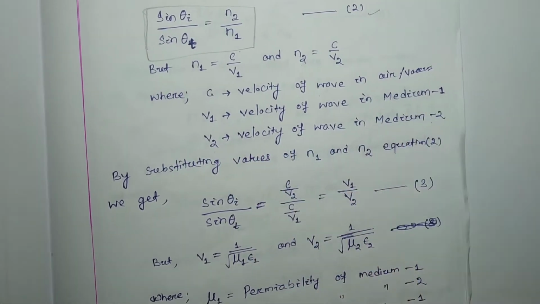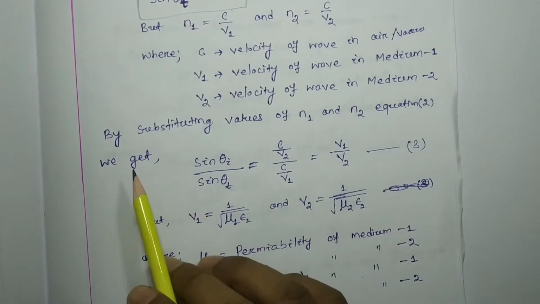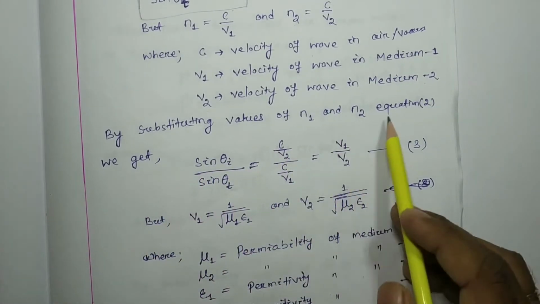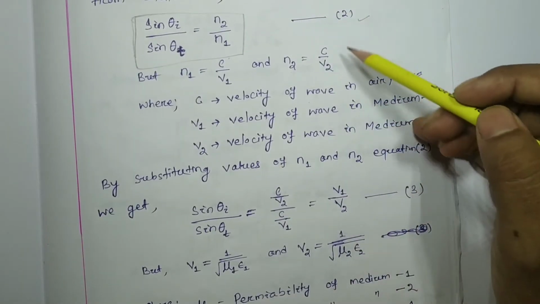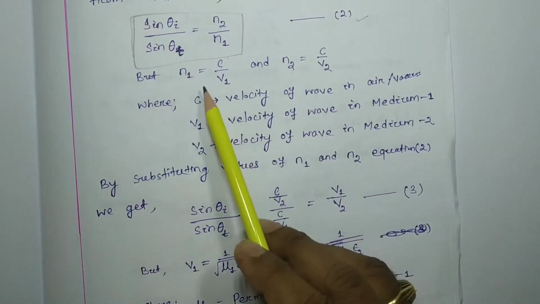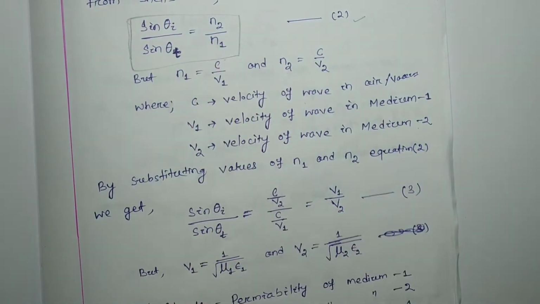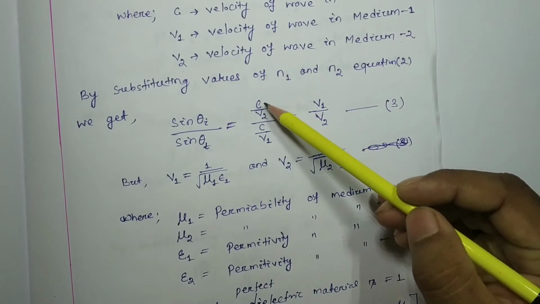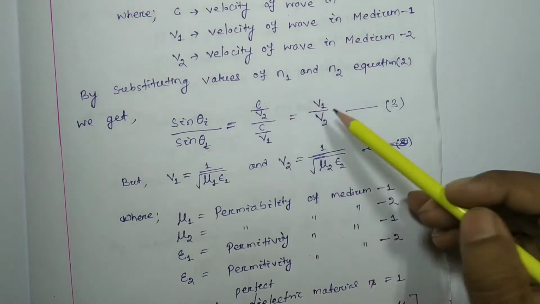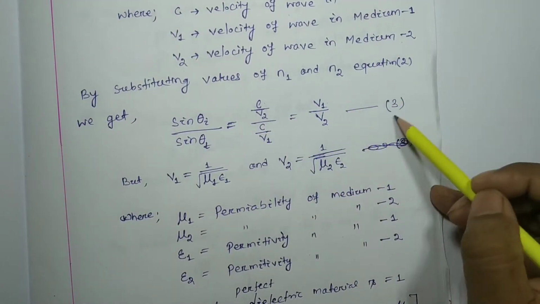Very simple steps, you just follow. By substituting the values of N1 and N2 in our equation number 2, we just substitute the N1 and N2 values over here. Then it will be C by V2 divided by C by V1. We are going to get V1 by V2. Let this be your equation number 3.